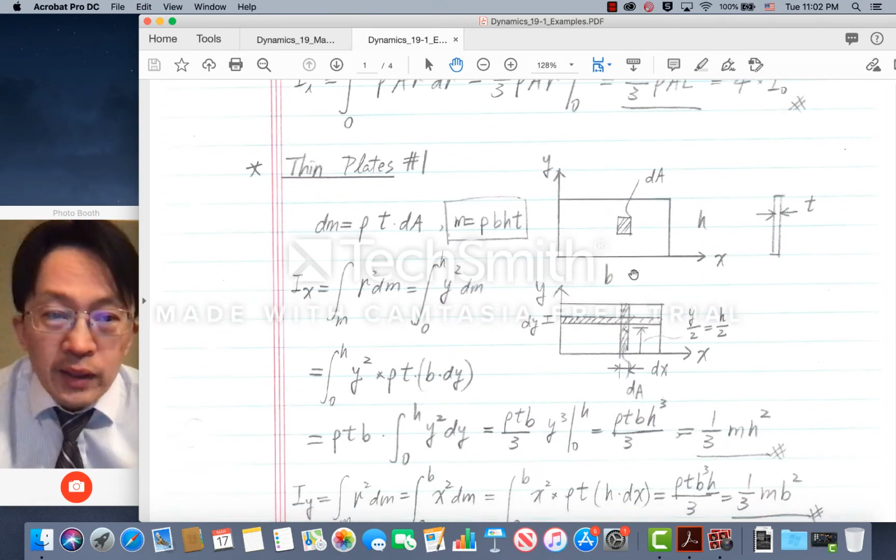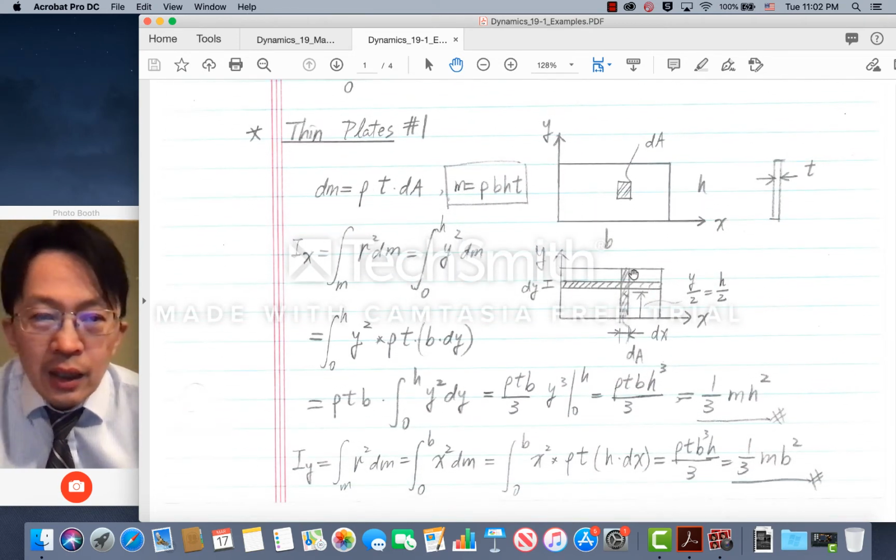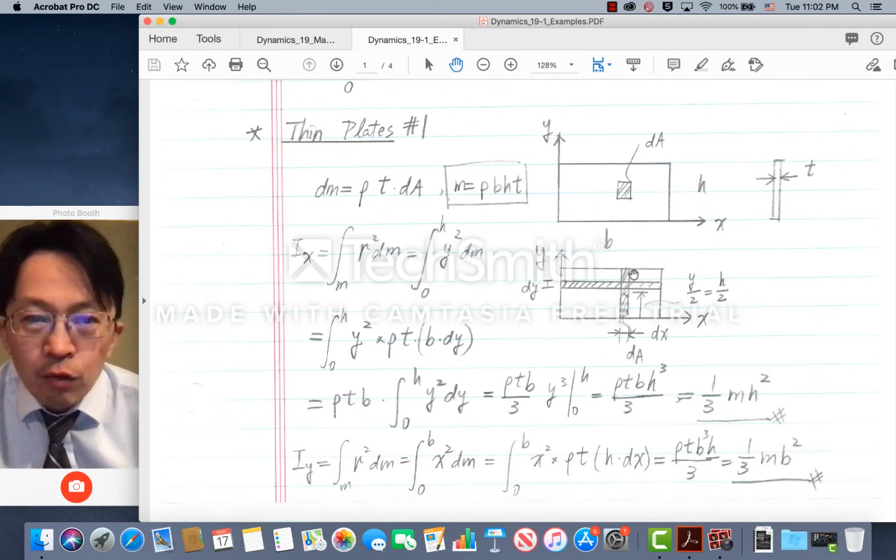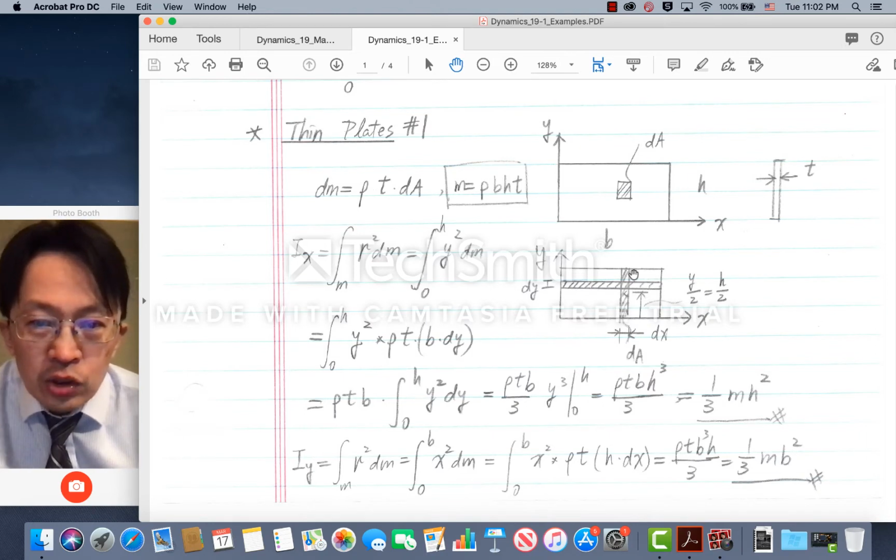For all other 4 examples, you may notice that I did not choose the center of gravity for finding the mass moment of inertia with respect to the x-axis as well as with respect to the y-axis. I will leave those to your exercise after the class. So how do you do that?